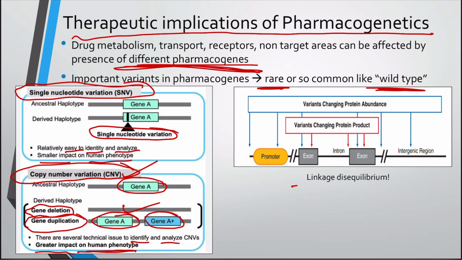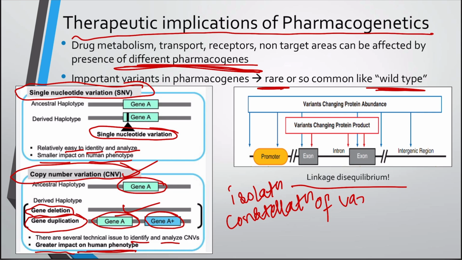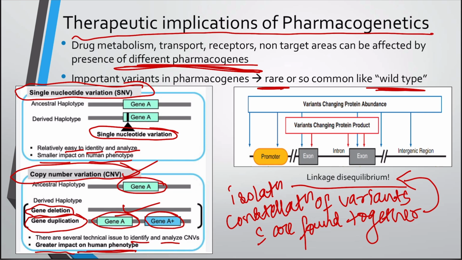Coming to the term linkage disequilibrium. What do we mean by linkage disequilibrium? Whenever genetic variants are inherited, they are not inherited in isolation, rather they are inherited as a constellation, that is, a group of variants which are found together, and this is what we call linkage disequilibrium.